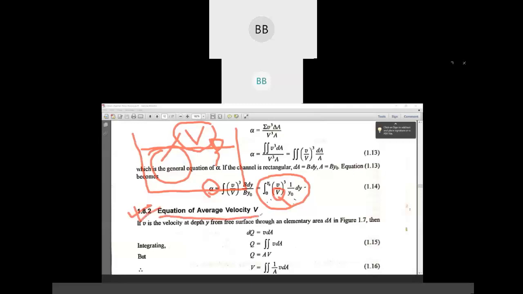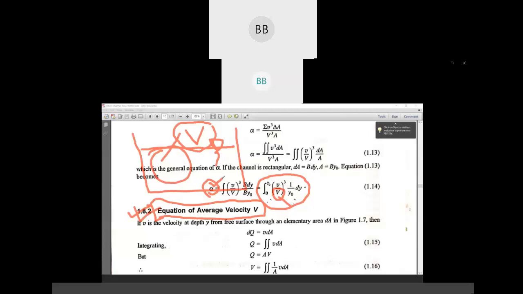Our next topic is to find out the average velocity v. By finding out this velocity, we substitute it here so that we can find out the alpha value. So if you are asked to find out alpha, first we need to find out the average velocity. Then only we can find out alpha.